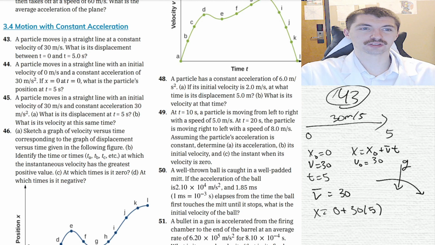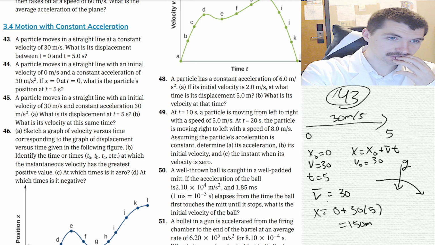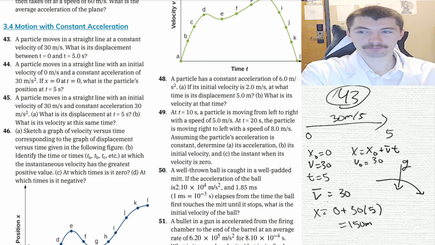I'm going to assume no, because the only thing it says about the environment is it's a straight line. So displacement is 180. 5 times 3 is 15. 30 times 3, 15. 150 meters. Okay, that makes sense to me.